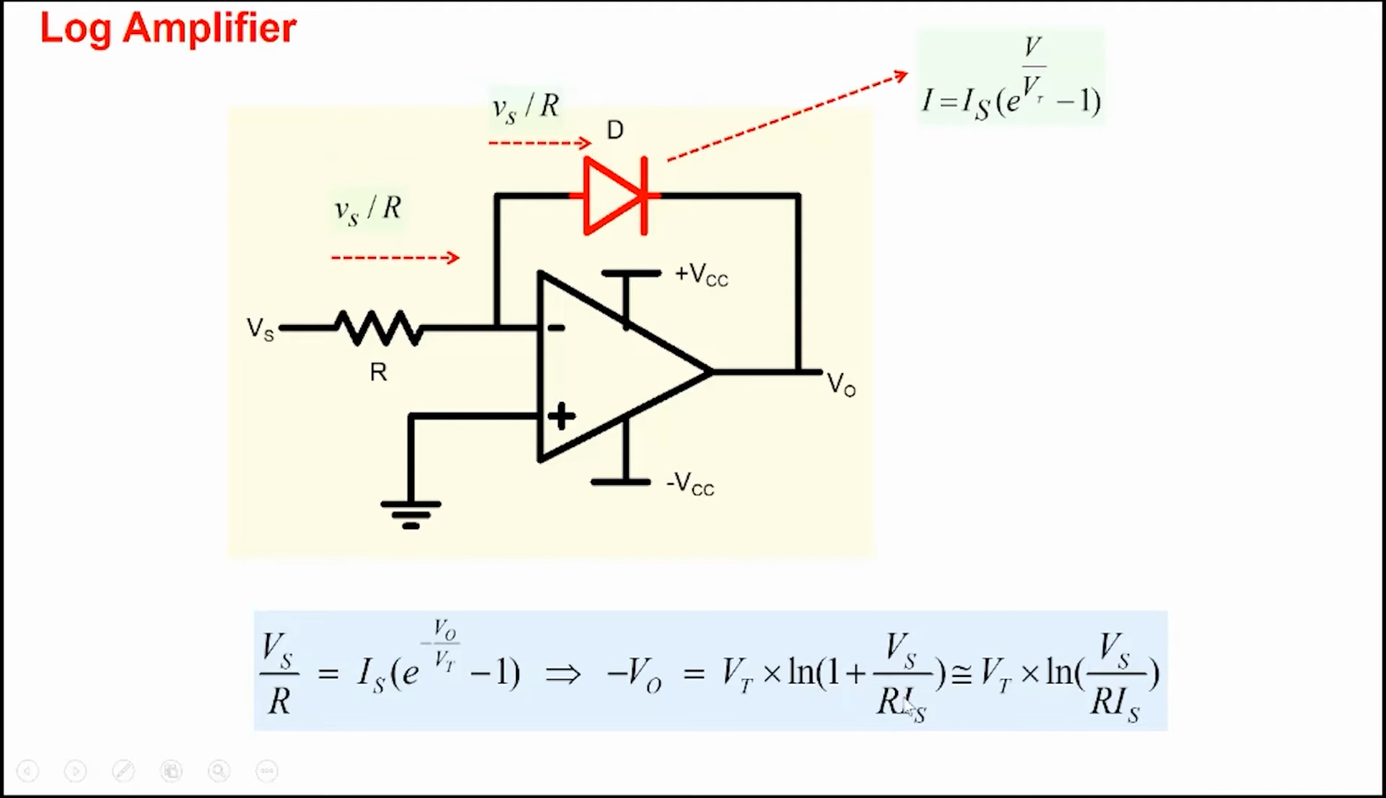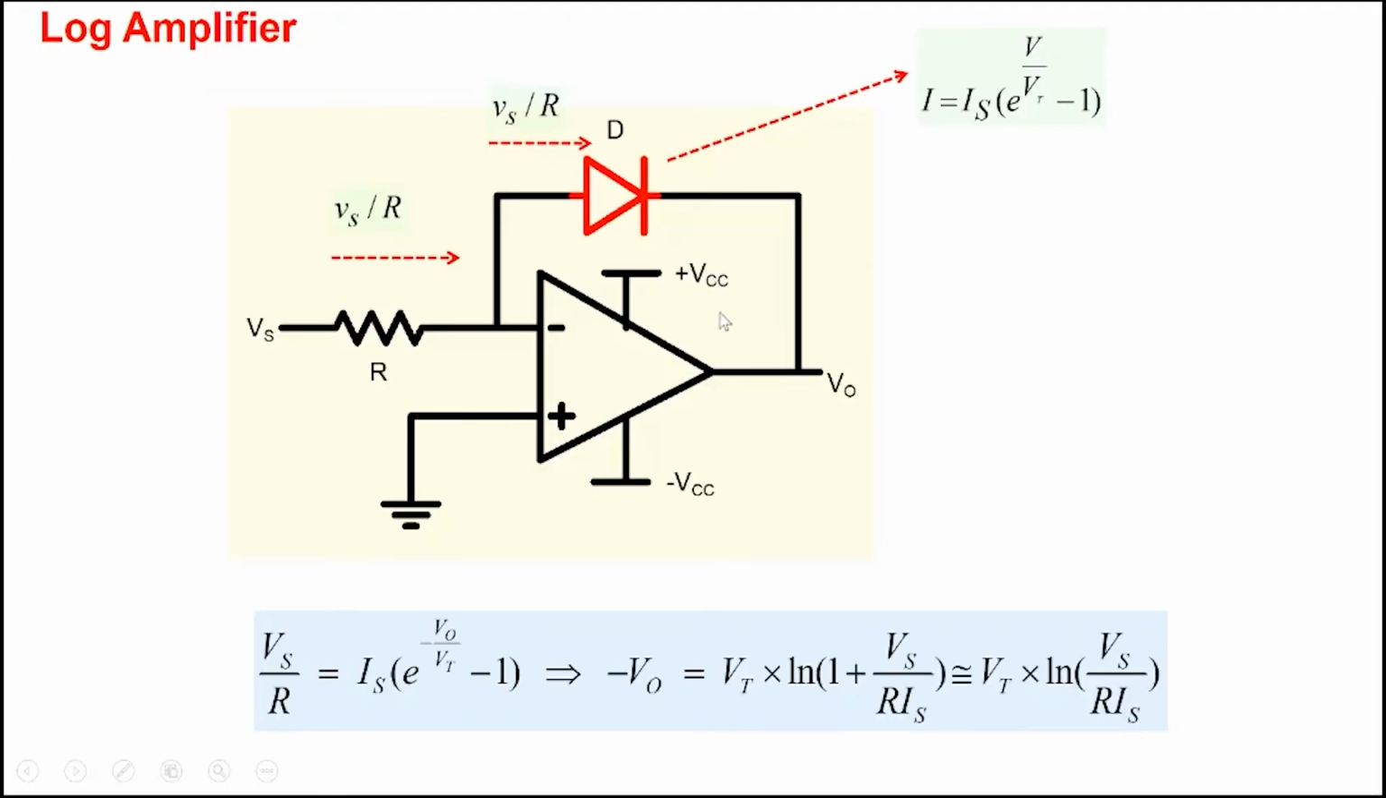The saturation current is pretty small here. So this factor R times Is will be much smaller than Vs under typical conditions. So we neglect 1. And so we get Vt multiplied by ln Vs by RIs here. So RIs is a constant. What we are able to get is an output voltage which is a log of the input voltage here, of course multiplied by some constants, and there are other things that are there. So we can build a log amplifier here.